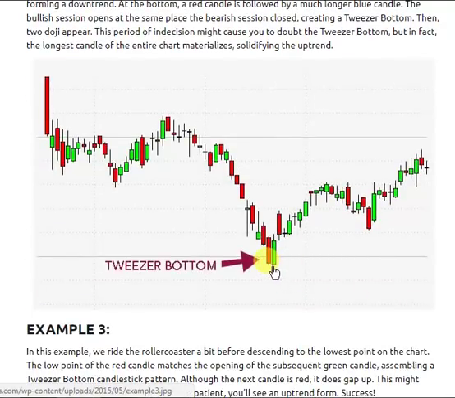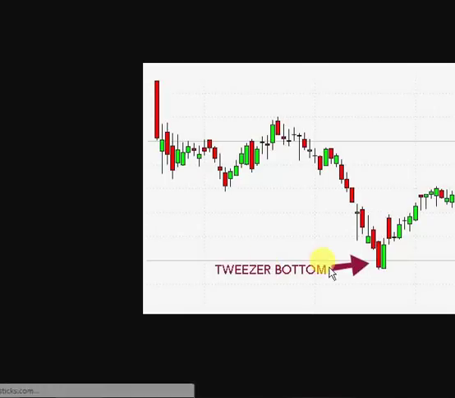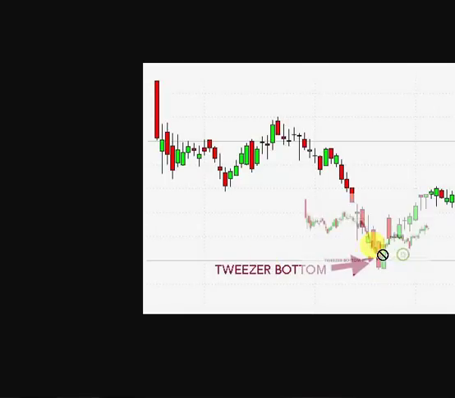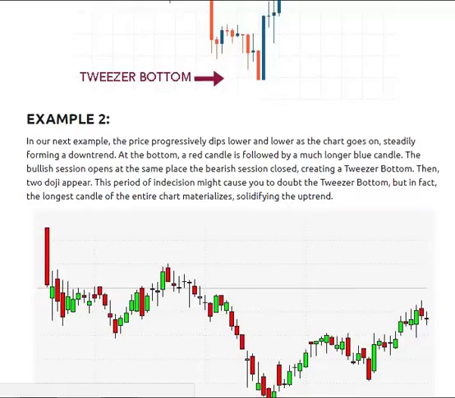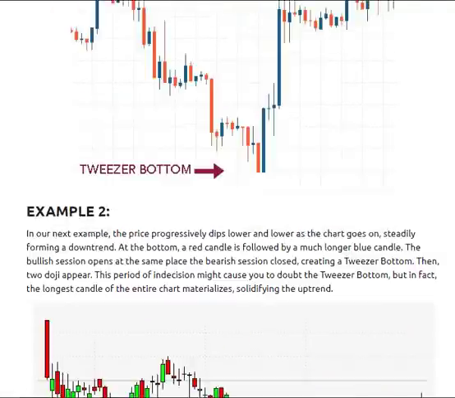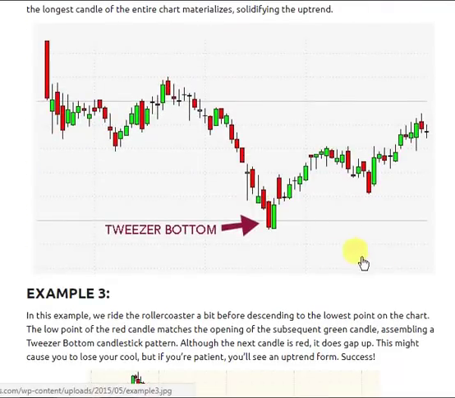Another one here, guys, and you see that has a little wick, and this one has a full body. Do you see that? Let me see if I can move that over. I'm sorry, guys. Let me go back here. Okay, so you can see how we had a wick, and then we also had a full bar here, or a shaven bottom, but it was still a tweezer bottom, and we moved up.